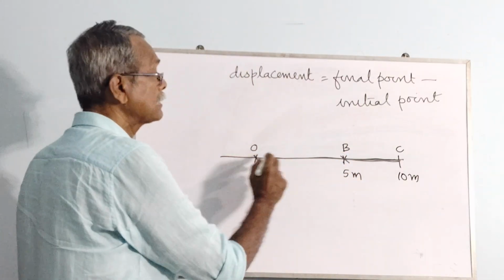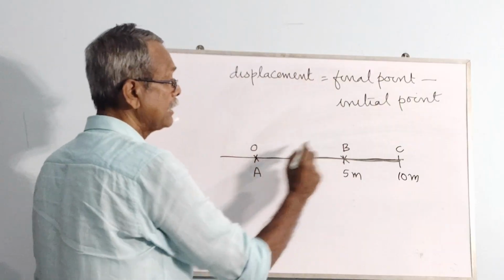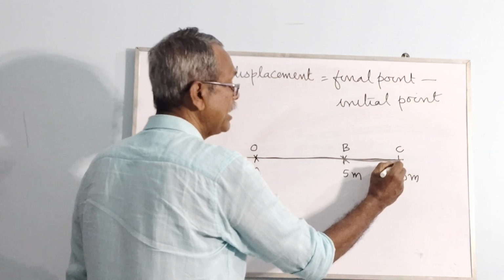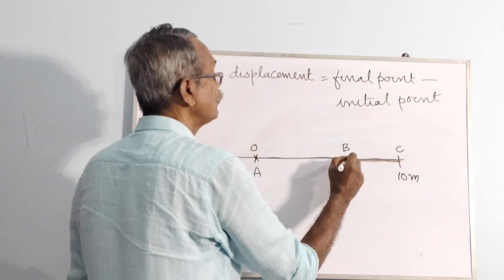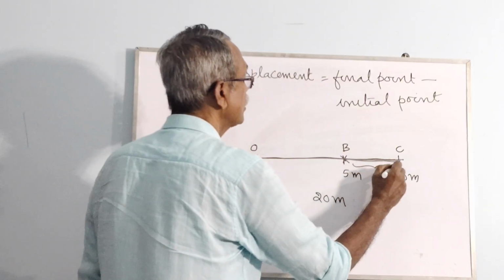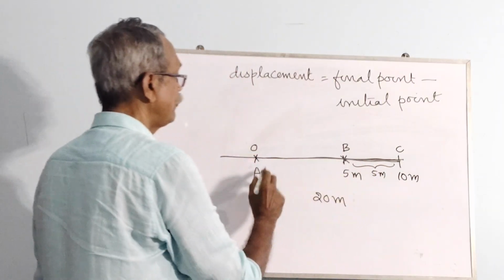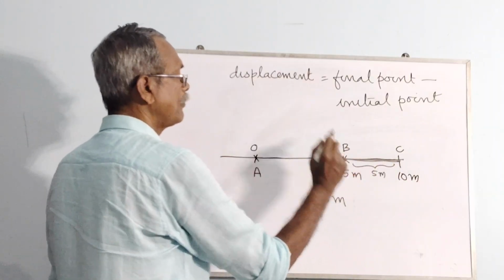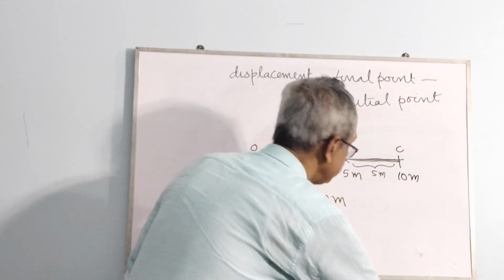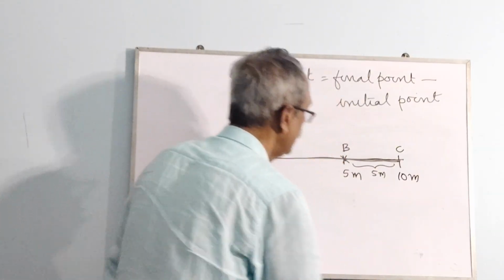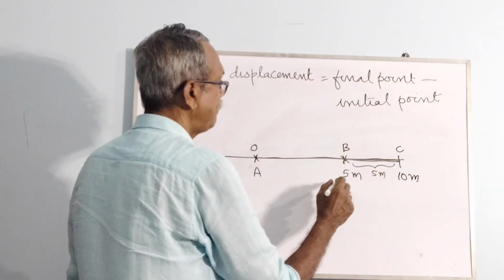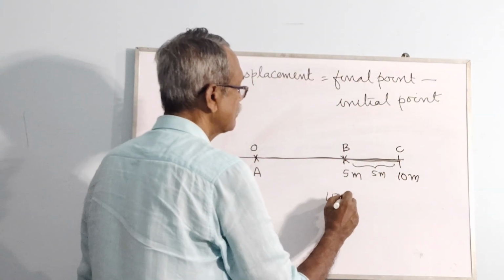Then the path length of the particle is this 5 meter plus this 5 meter, that is 10, plus this 5 meter. Sorry, this is 15 meter. 5 meter plus 5 meter, 10 meter, plus 5 meter. So the path length is 15 meter.